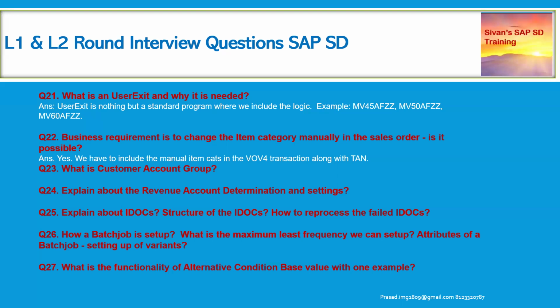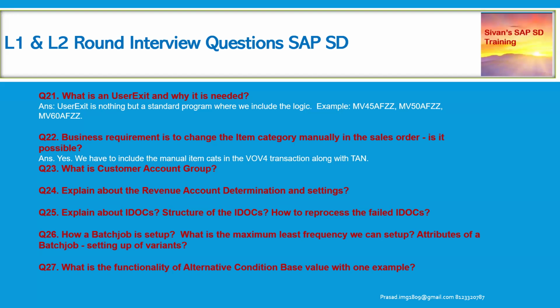The revenue account determination is also based on condition technique concepts. We need to create the relevant condition tables, the required revenue account condition types, the required access sequences, and then the revenue account determination procedure. We need to maintain this revenue account determination procedure at billing document level. If it is not associated, then the system will not determine the revenue account. Please remember this point, and then we need to explain it in this way.